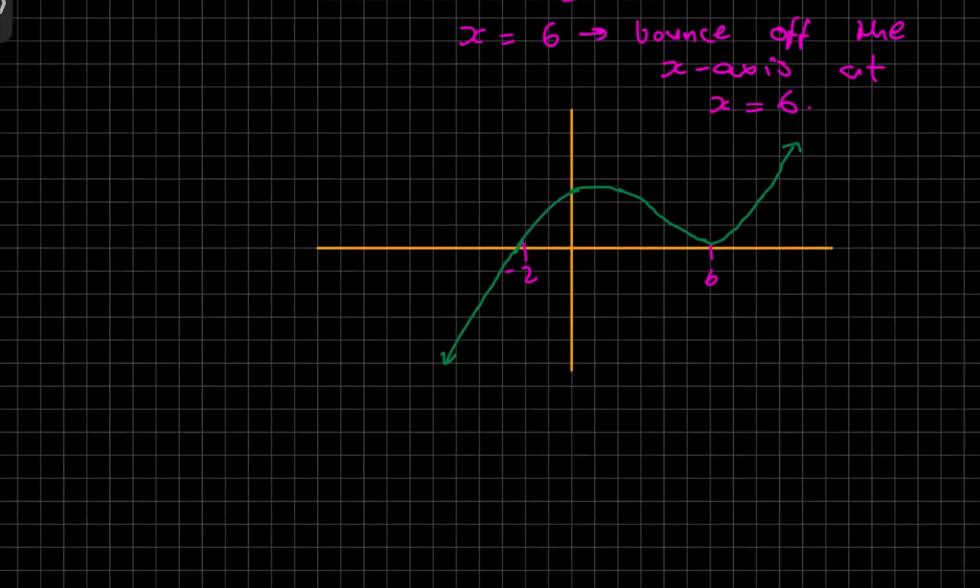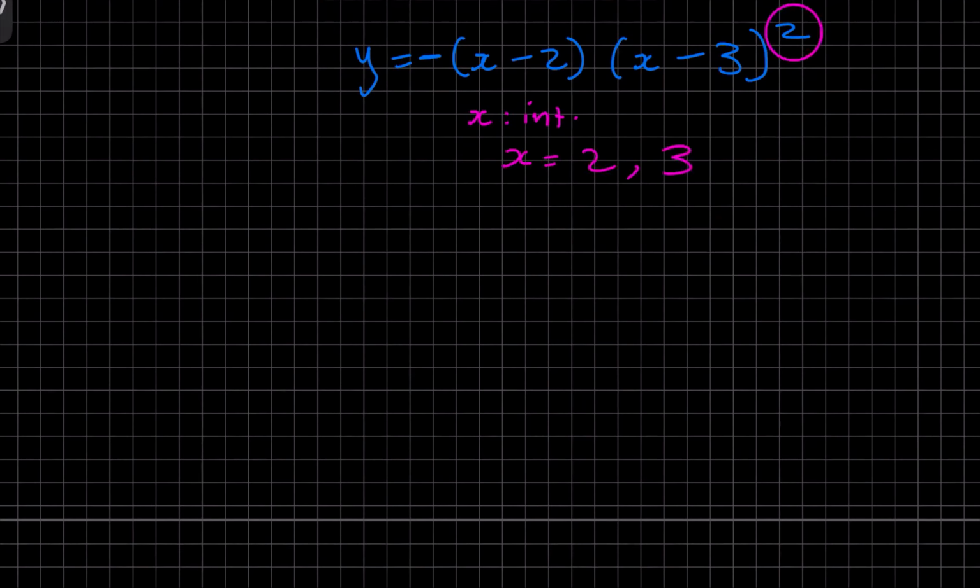Okay, let's try some of these with negatives out the front. So for example, say we have a graph of y equals negative (x minus 2)(x minus 3) squared. Again, your x-intercepts would be at x equals 2 and x equals 3. Note the squared in this part of the equation. So this means that the graph will bounce off the x-axis at x equals 3.